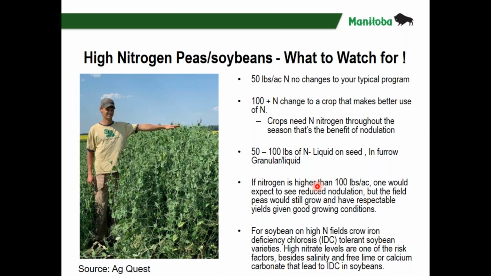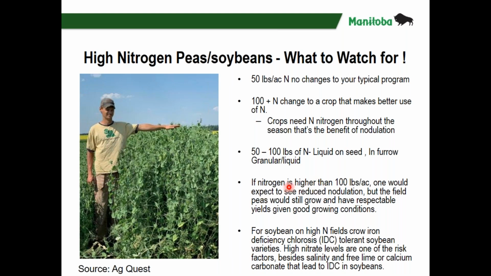What you'll see in soybeans, they'll still grow, they'll look nice and green. You'll see reduced nodulation. What you might see as well is a bit more iron chlorosis, so you may want to grow an IDC tolerant variety in that case. It's that nitrogen can induce those symptoms as well, when we've seen this in the field.